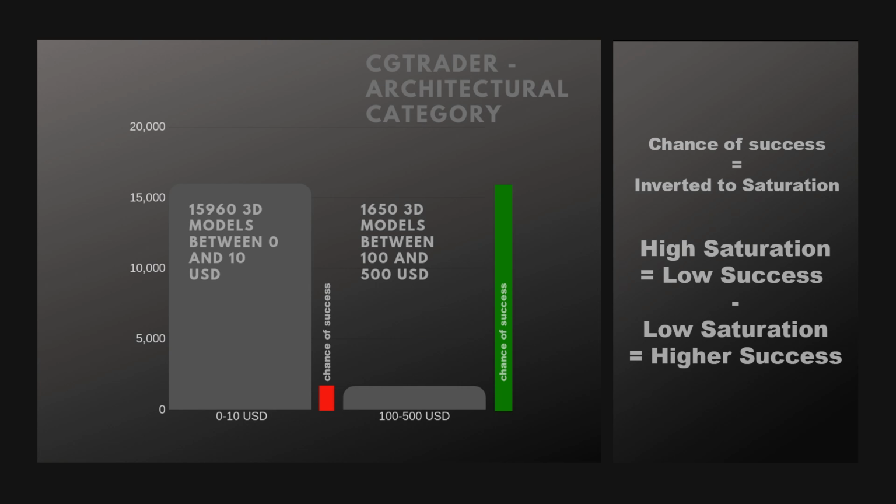So if you can see on the right hand side, models between $100 and $500 have a very low saturation level and therefore an inverted, or high, chance of success. So my recommendation here would be to model models that fall outside of the saturated price level of $0 to $10.